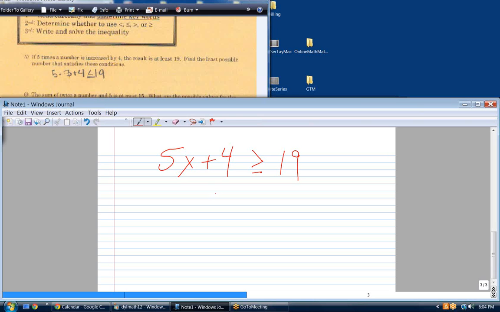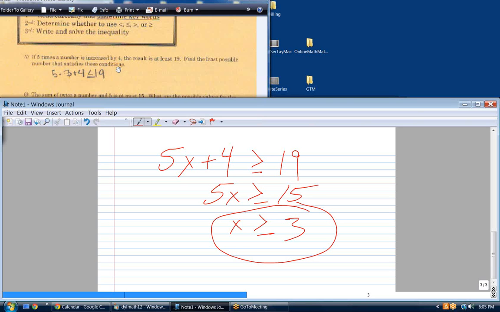And then solve this. What's the next line? So now we would do 19 minus 4. So the next line is 5x greater than or equal to 15. What's the next line? So it would be 15 divided by 5, which is 3. So the answer is that, but they want the least possible number that satisfies that condition.